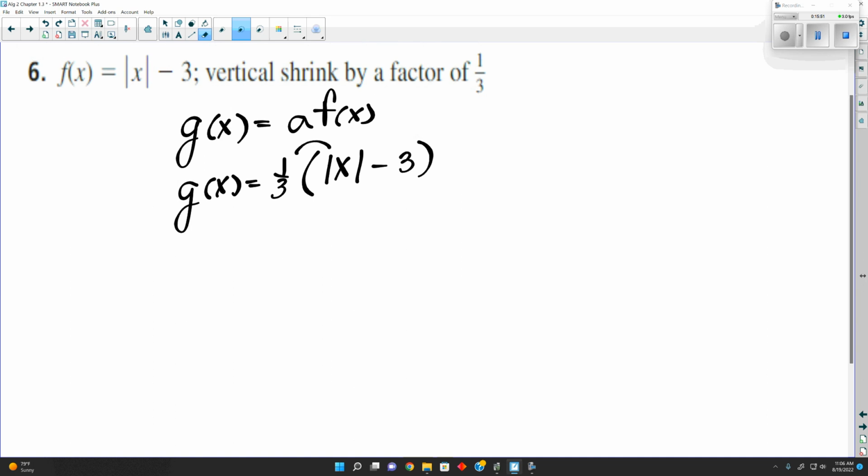Now, guys, we need to multiply through by the 1/3. We need to multiply each one of these by 1/3, and when we multiply the absolute value of x by the 1/3, we get 1/3 times the absolute value of x. Now the next one we need to do is 1/3 times 3. It's just going to be 1.